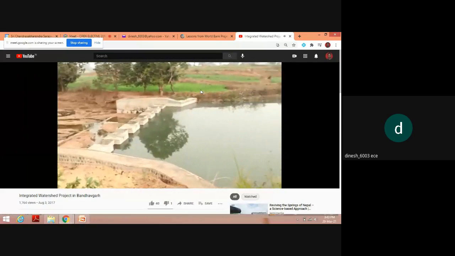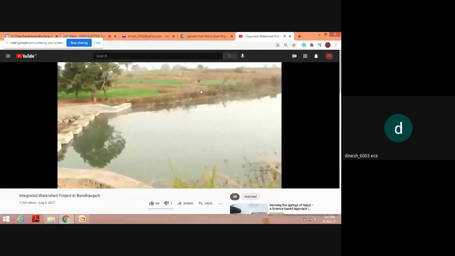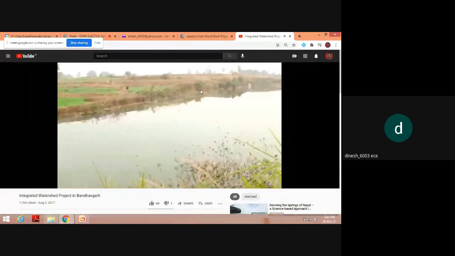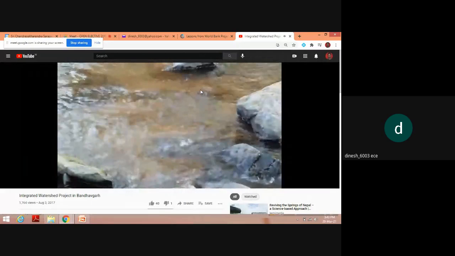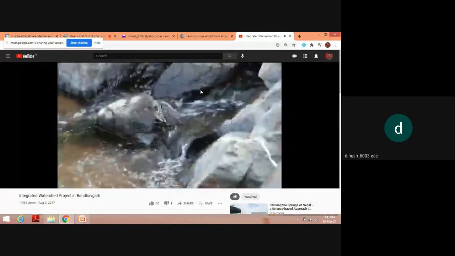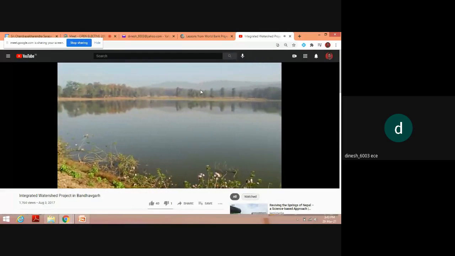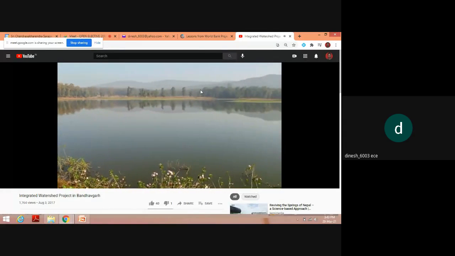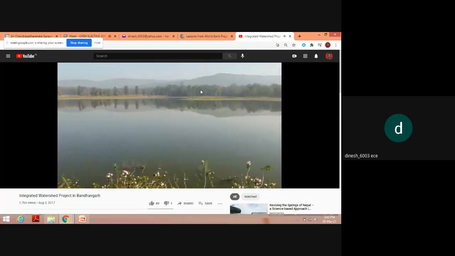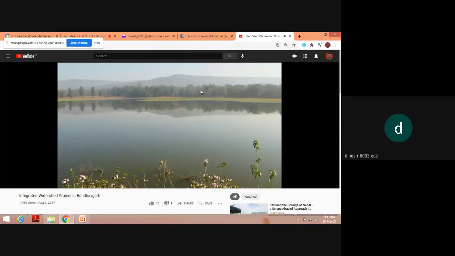A watershed, also known as a drainage basin, is an area of land where surface water drains down to a common body of water, like a stream, river, lake, or an ocean. Managing this helps in conserving water and preventing soil erosion.